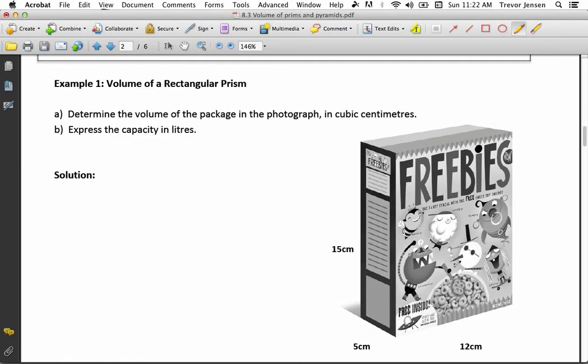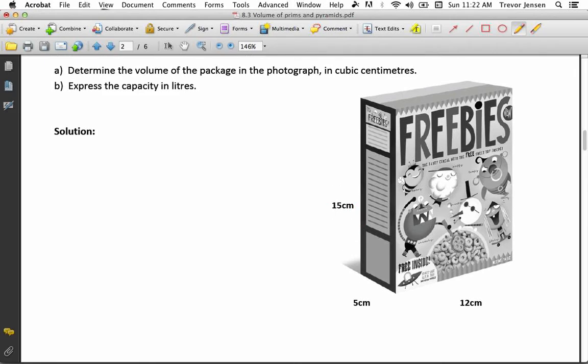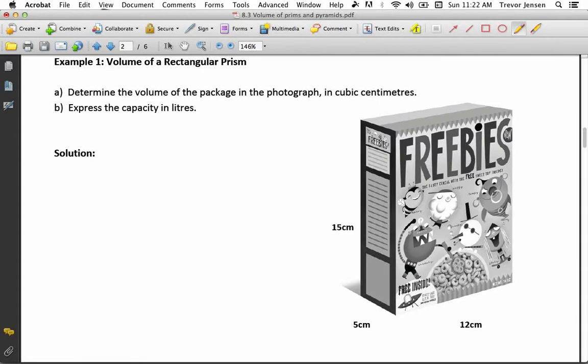First, let's determine the volume of the package in the photograph in cubic centimeters. My units are centimeters. I've got 3 units that are going to be multiplied together, so I'll have centimeters times centimeters times centimeters, which gives me centimeters cubed. That's why I'm measuring in cubic centimeters. So I know that if I want to find the volume of any prism, volume equals the area of the base multiplied by the height of the prism.